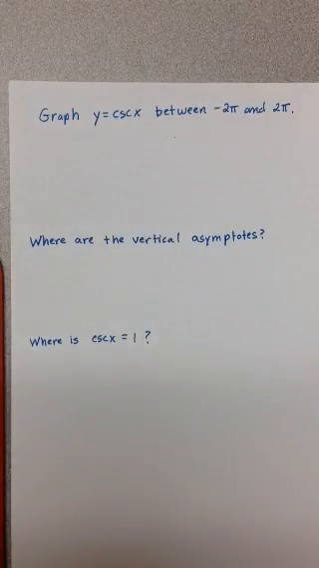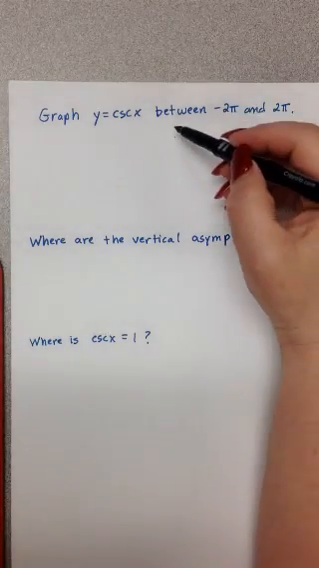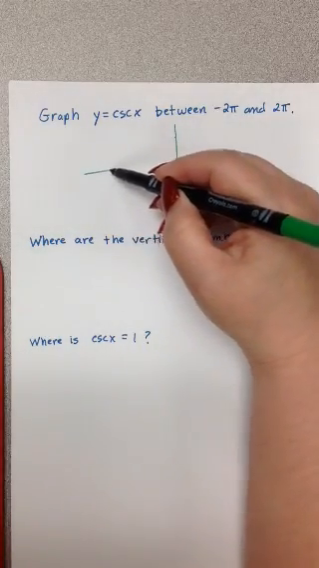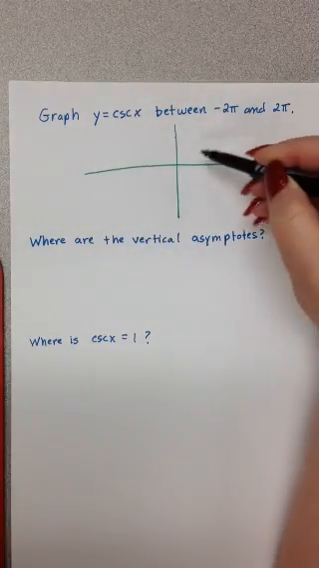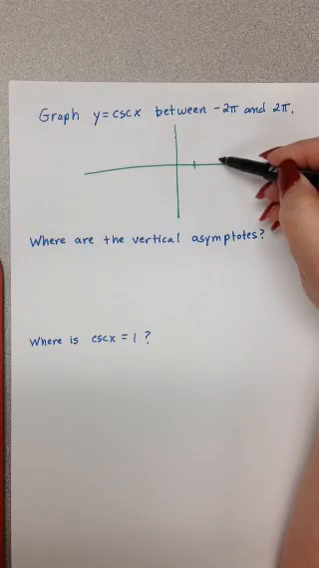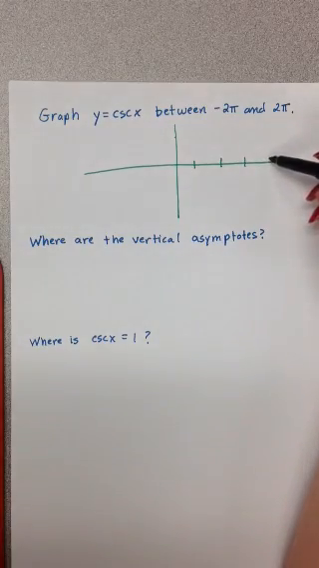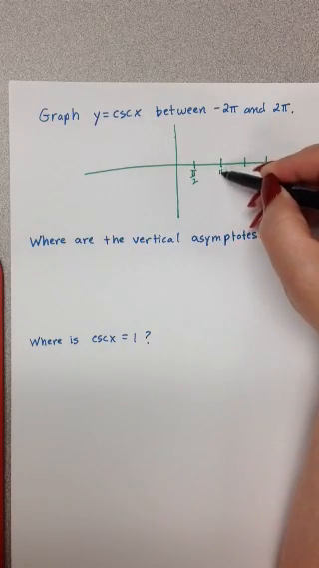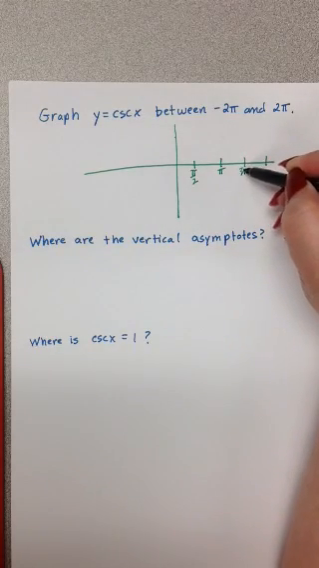Alright, now they asked me to graph y is equal to cosecant of x between negative 2 pi and 2 pi. So, I will do that. I'm going to remember that cosecant's reciprocal of sine, so I'm actually going to first dot in the sine function. I'm going to label my graph. It'll help me to answer some questions in a minute.